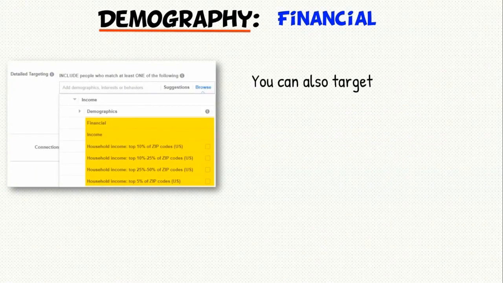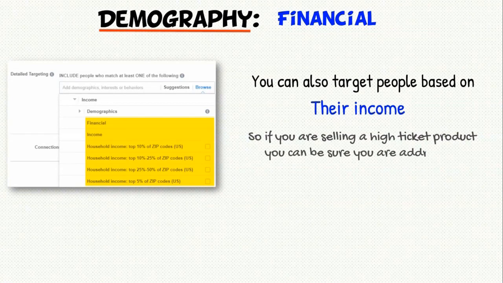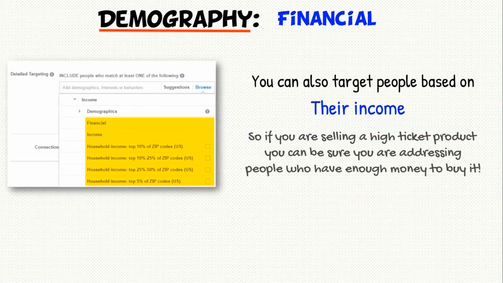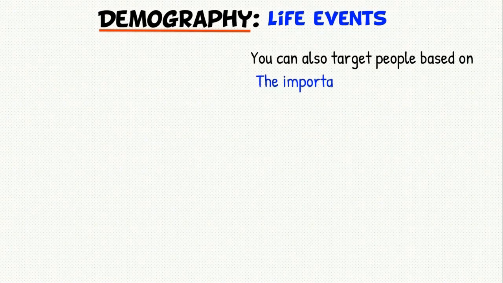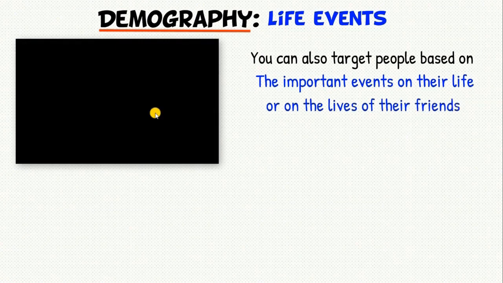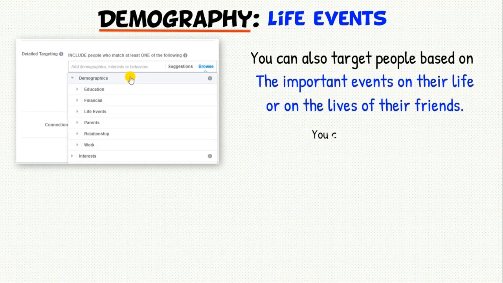Under financial, you can target people based on their income. So if you are selling a high-ticket product, you can be sure you are addressing people who have enough money to buy it. Under life events, you can target people based on the important events in their life or in the lives of their friends.